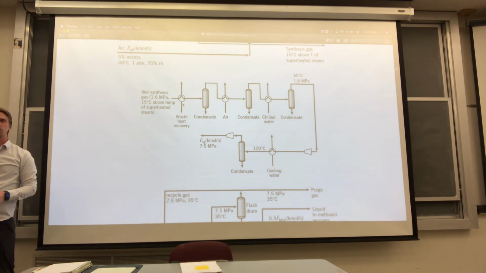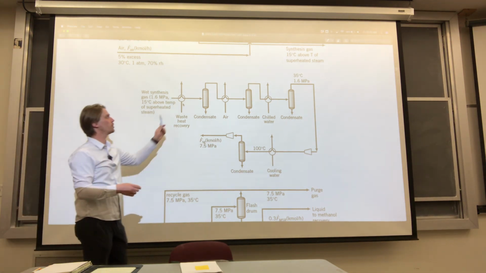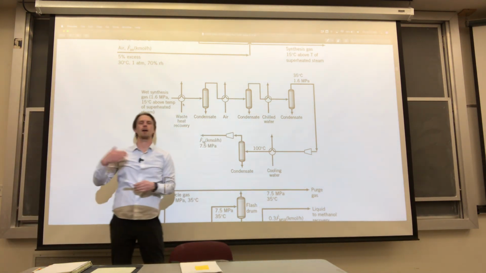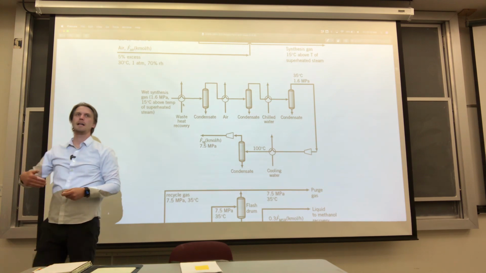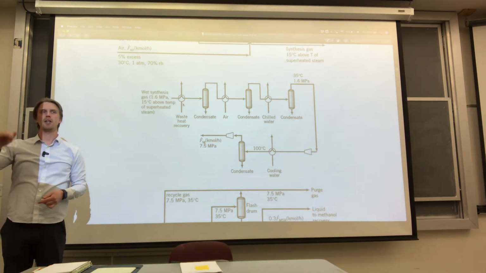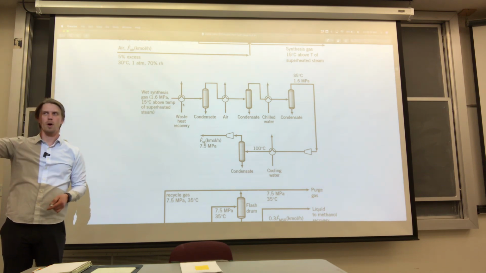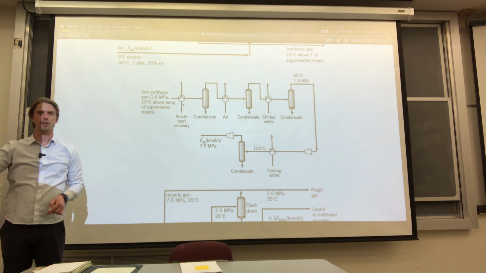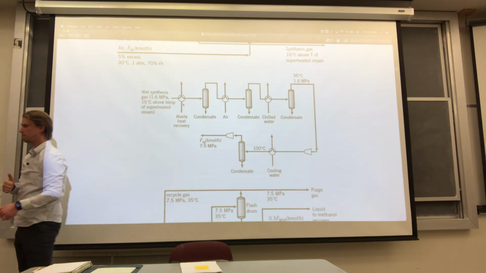Okay? So the tricky part is first doing the material balances, calculating the mole fractions of water, and then working out what does the temperature have to be such that that mole fraction of water is the 100% saturated mole fraction of water. Okay?